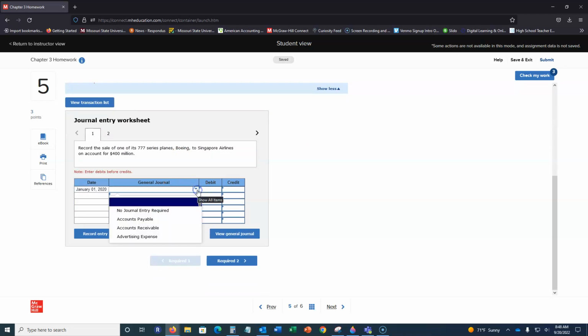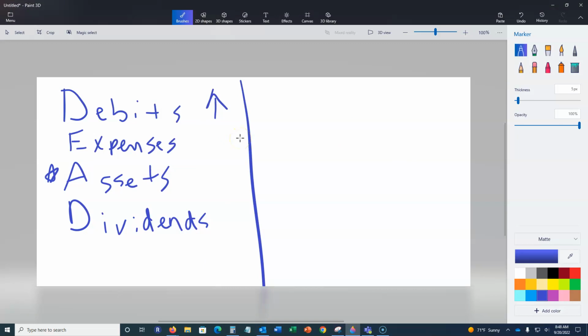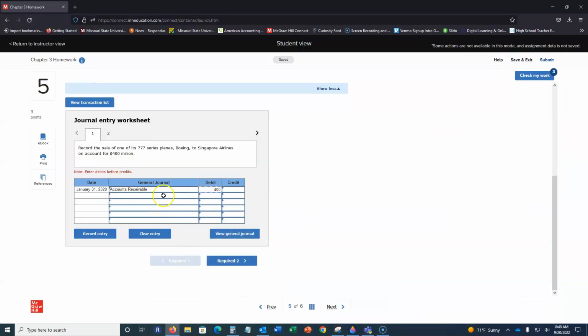So easy enough, right? We've got accounts receivable, $400 million, right? How did we know that? How did we need to know we needed to debit that? Well, let's just remember our DEAD acronym here, right? We've got DEAD right here. Debits increase expenses, assets, and dividends. Accounts receivable is an asset for us. It lives right here, okay? So if we're trying to increase it, we need to debit it, and that is exactly what we did.